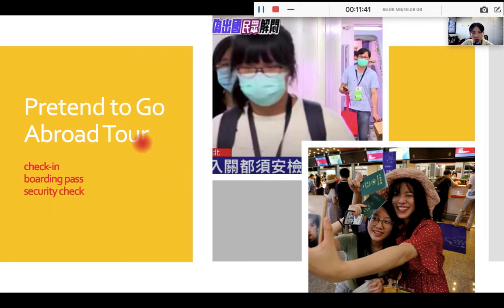If you go on a pretend-to-go-abroad tour, you will go through the check-in process. You will also get a boarding pass, and then you need to undergo a security check, which is exactly what these 2 girls are doing. Even though they have their passports in their hands, they're actually not going anywhere. Would you like to go on a pretend-to-go-abroad tour? Some people think it's exciting. On the other hand, some people think this is a bit stupid.